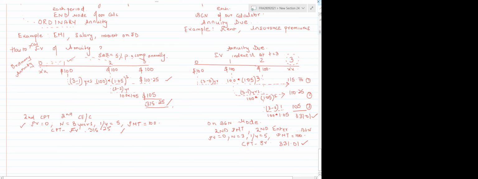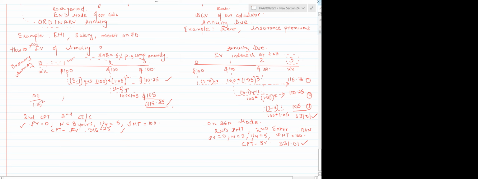PV under an annuity would be when we bring back all these cash flows at time 0, right? So when I divide 100 by 1.05, the second cash flow that occurs at the end of the second year, I bring it back to time 0. How will I bring it back? 100 divided by 1.05 to the power 2.